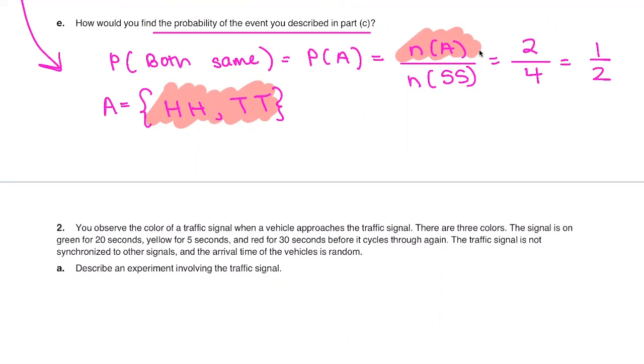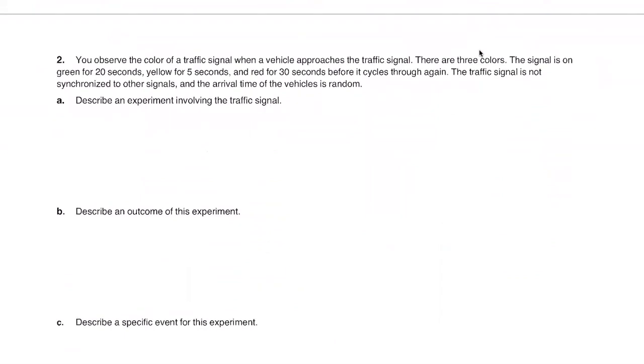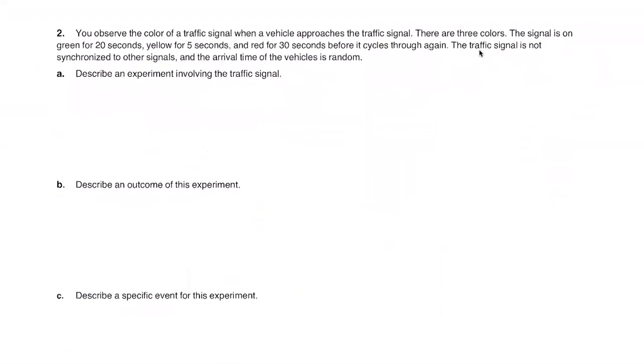Let's look at another example. You observe the color of a traffic signal when a vehicle approaches the traffic signal. There are 3 colors. The signal is on green for 20 seconds, yellow for 5 seconds, and red for 30 seconds before it cycles through again. The traffic signal is not synchronized to other signals, and the arrival time of the vehicles is random.